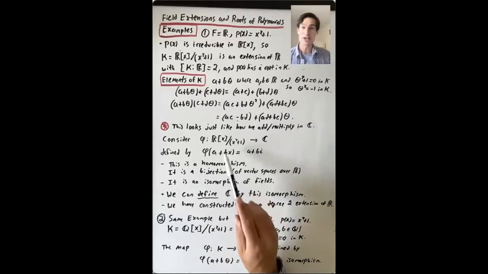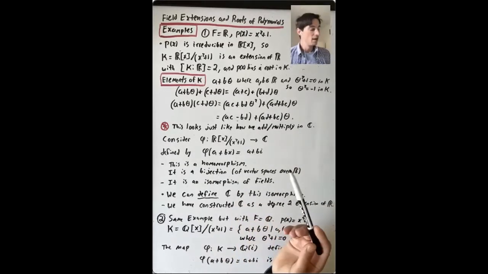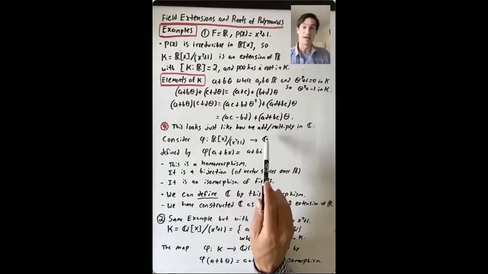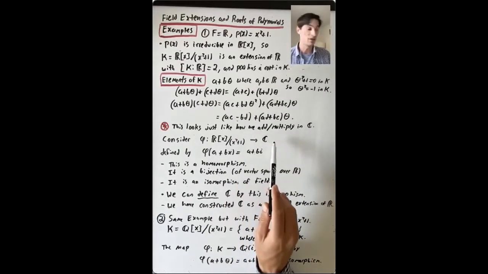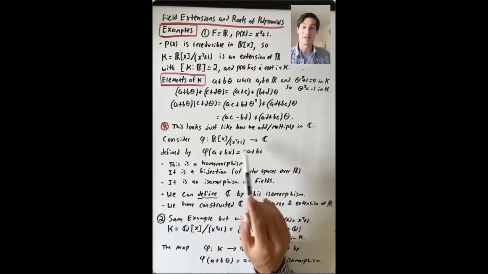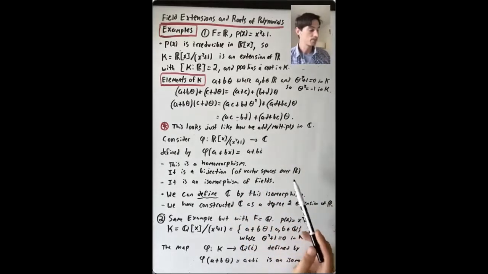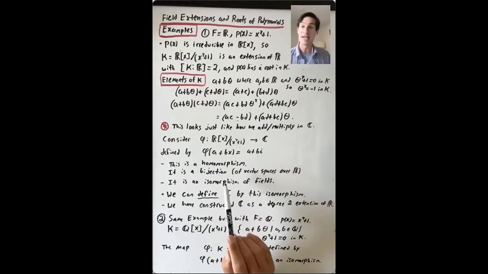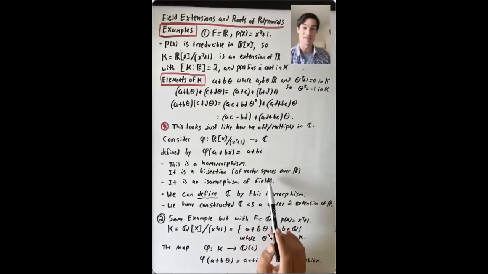It's also a bijection. For example, you could think of each side here as being a two-dimensional vector space over R, and now it's clear that it's a bijection of vector spaces. So it's a ring homomorphism that's injective and surjective. It is an isomorphism. So it's an isomorphism of rings and also of fields.